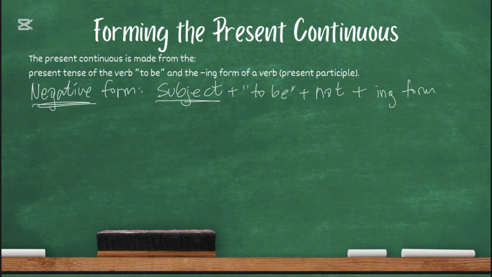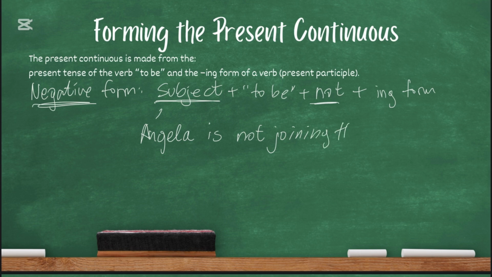Subject. Let's take Angela. Verb to be: is not. What is Angela not? Angela is not joining the class today. Okay, another example.